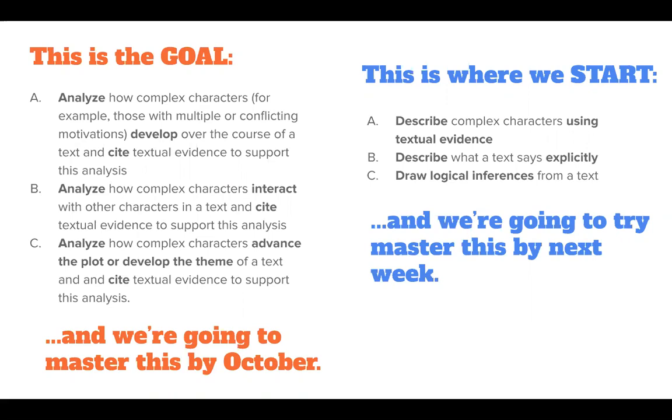So this is where we're going to start today. We're going to describe complex characters using textual evidence. We're going to describe what a text says explicitly, and we're going to draw inferences from a text. So everything in blue on the right-hand side is what we're doing today. Everything in orange on the left-hand side is what we are going to be mastering by October.